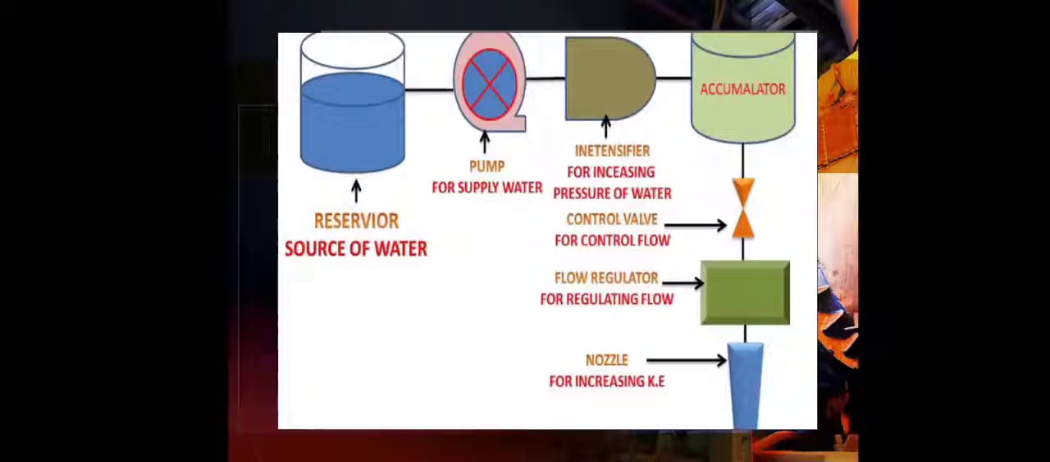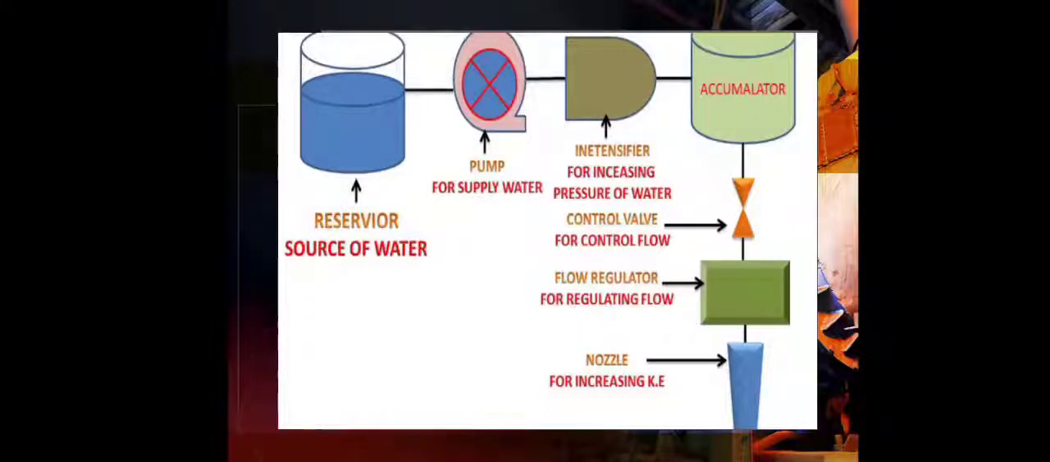So the source of water, or the reservoir here, and the pump supply water. The pump will supply water to the intensifier. The intensifier will increase the pressure of water, which goes to the accumulator, and the accumulator or the control valve will control the flow of water, and the flow regulator will regulate the flow. The nozzle increases the kinetic energy.